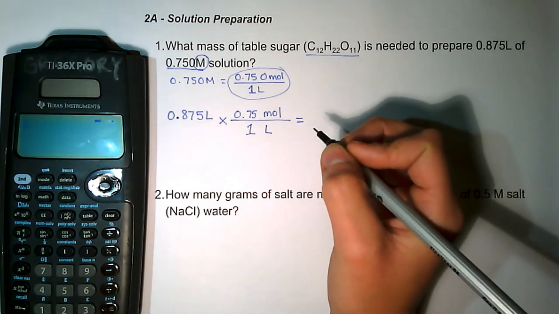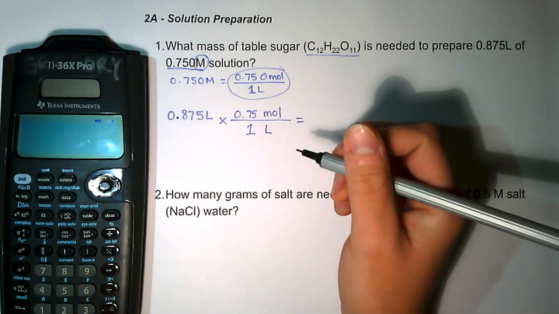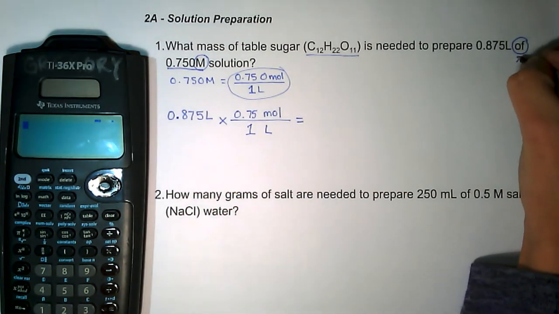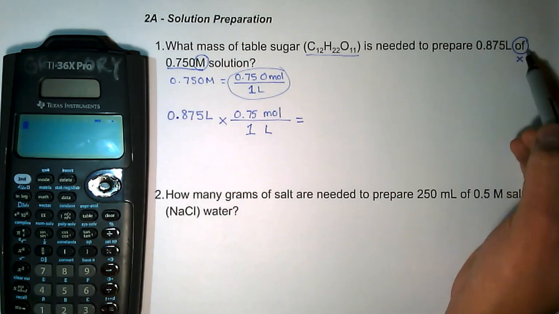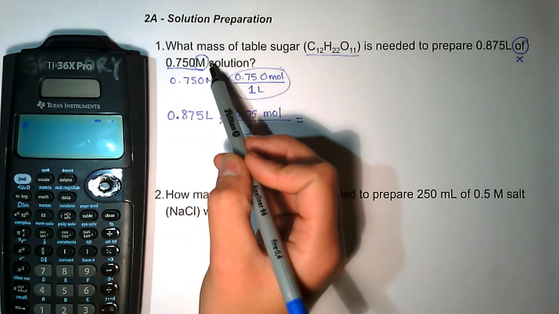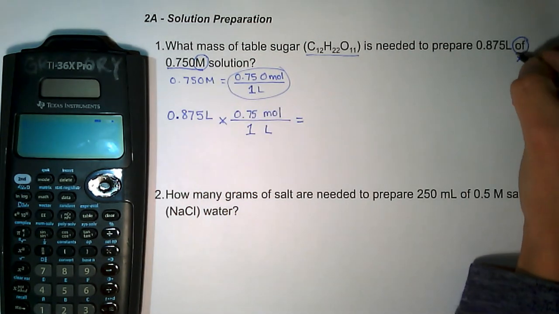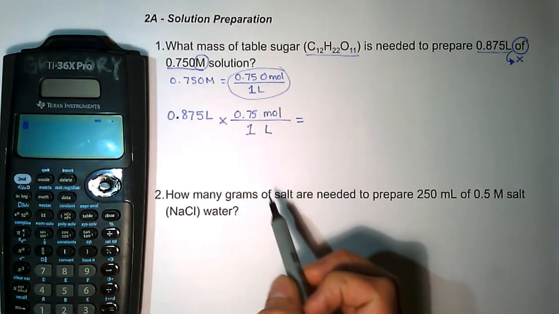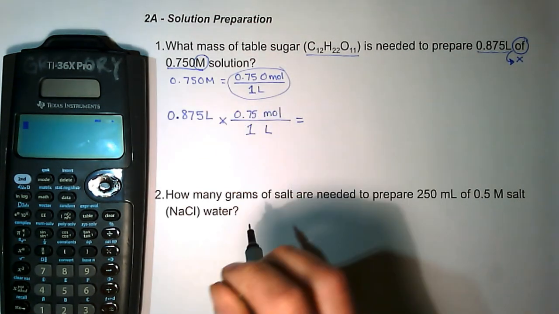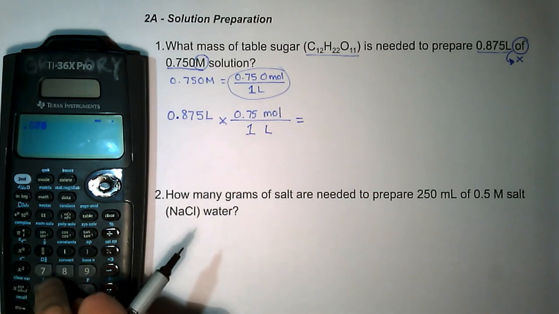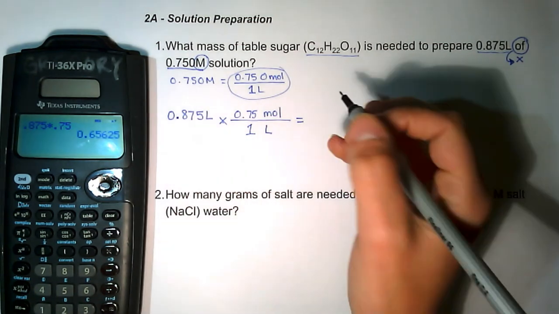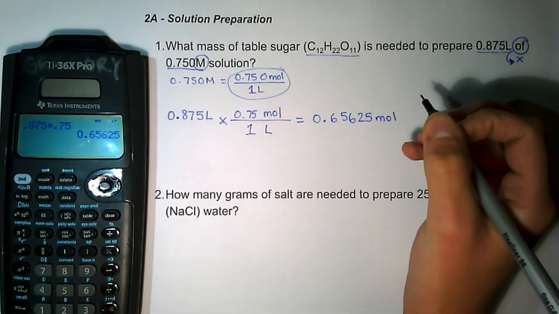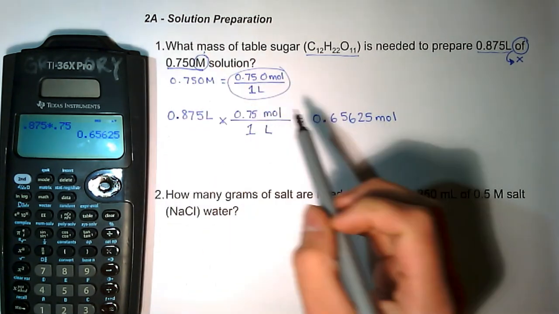That will tell us how many moles of our substance we need. When you're reading problems, there are some words that can clue you in to what mathematical operation to do. The word of in math typically means multiply, and if you notice, we did 0.875 multiplied by 0.75 molar, moles per liter. So this of is a clue word that tells us we're probably going to be multiplying 0.875 times 0.750. Indeed, that's what we did. So let's figure out how many moles this is. 0.875 times 0.75 gives us 0.65625 moles.